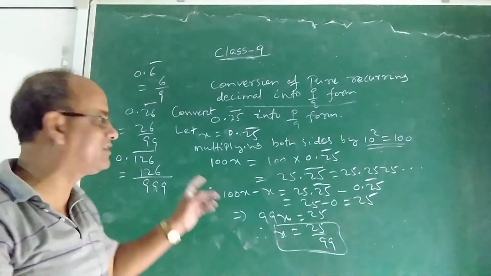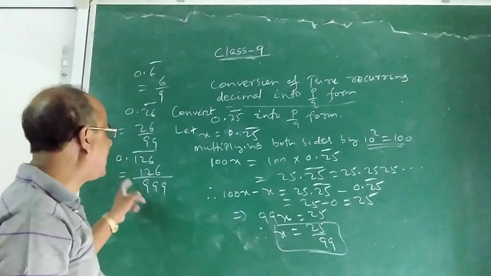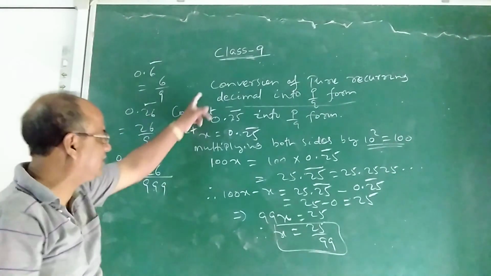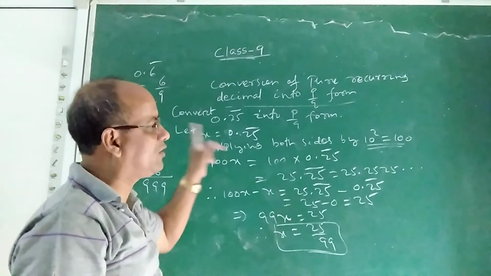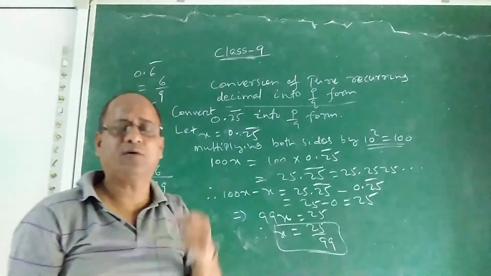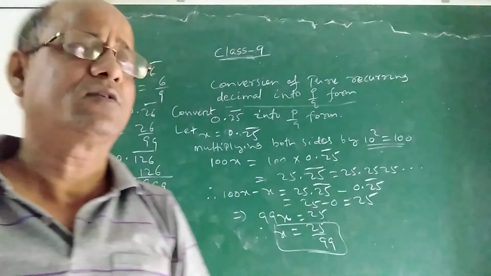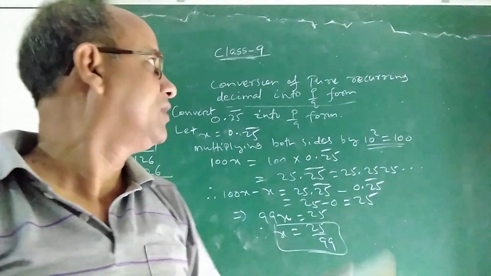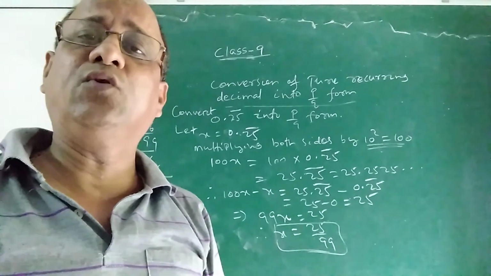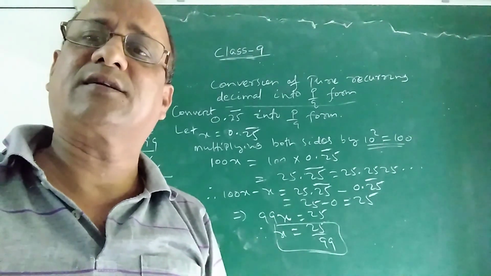We will use this. But you will follow this procedure to convert any pure recurring decimal into p by q form or rational number form. So we will discuss the next concept, that is how to convert a mixed recurring decimal into a rational number, in the next class.